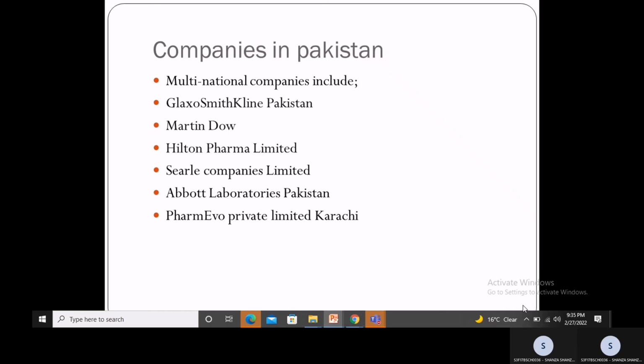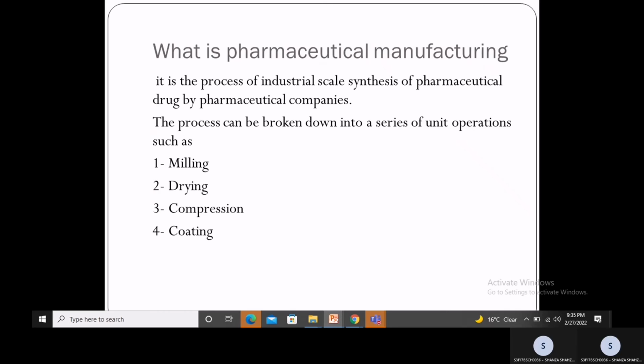What is pharmaceutical manufacturing? It is the process of industrial-scale synthesis of pharmaceutical drugs by pharmaceutical companies. The process can be broken into a series of unit operations: one is milling, second is drying, third is compression, and fourth is coating. These are the unit operations for the manufacturing of medicine.